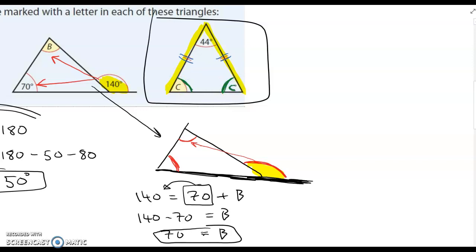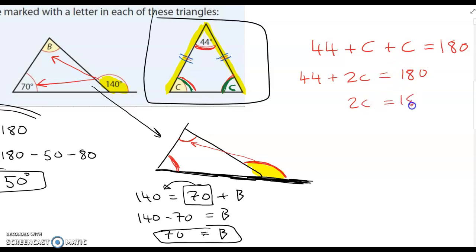Now we know that all three angles in a triangle add up to 180. So this angle plus this angle plus the other angle, which you're also going to call C because it's the same as C, all add up to 180. That means 44 plus 2C, because C plus C is 2C, is equal to 180. That means 2C is equal to 180. Now bring that 44 over, it changes to a minus 44. Get the numbers all on the same side. That is equal to 136.